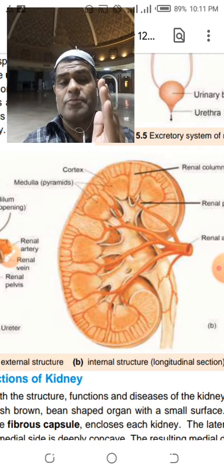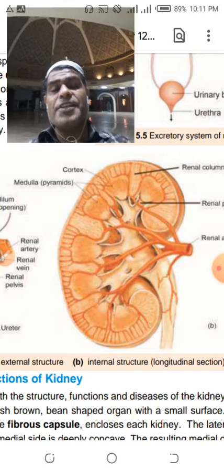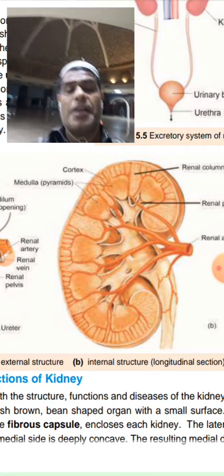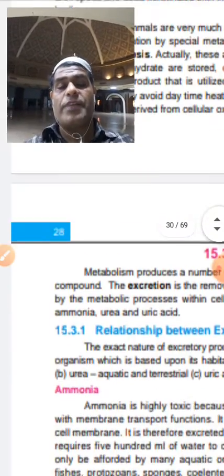I'm talking about the kidney. This is the kidney part, the outer part. Once again I have to show the cortex and then the medulla.